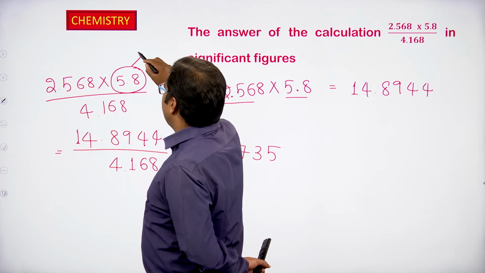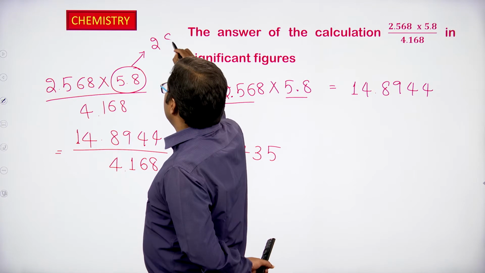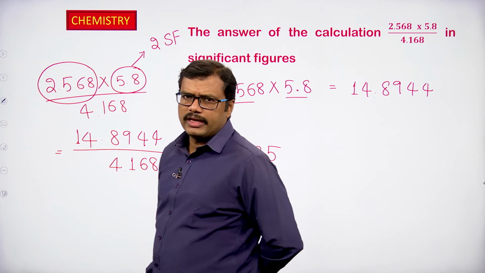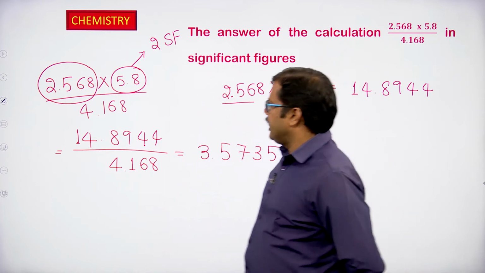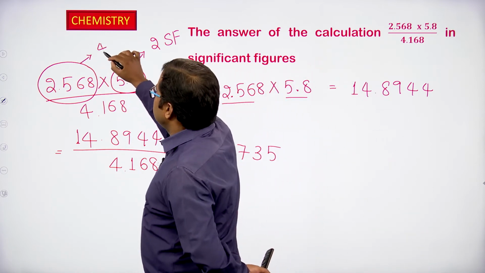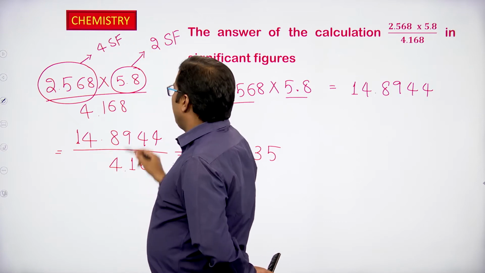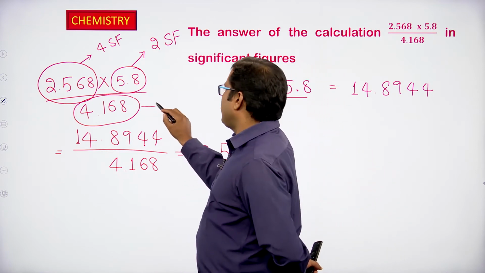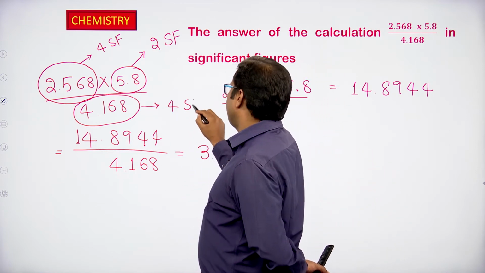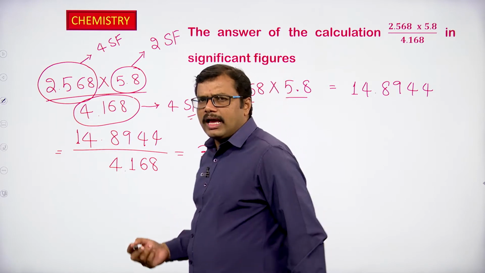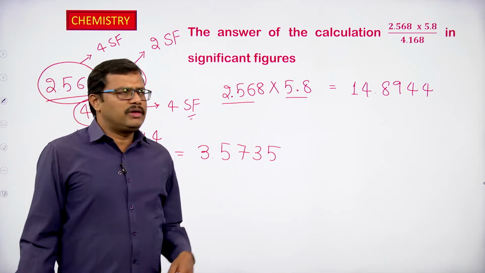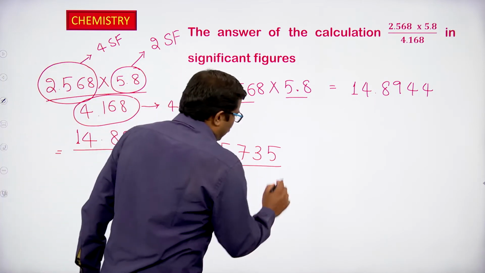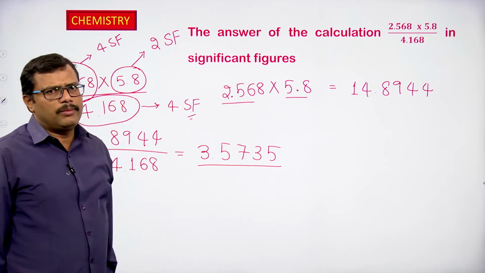So, here in case of 5.8 we have two significant figures. In the case of 2.568, we have 4 significant figures. And in the case of 4.168, we have 4 significant figures. So, two numbers have 4 significant figures and one number has only 2 significant figures. This is the result that we are going to get through this particular mathematical operation.